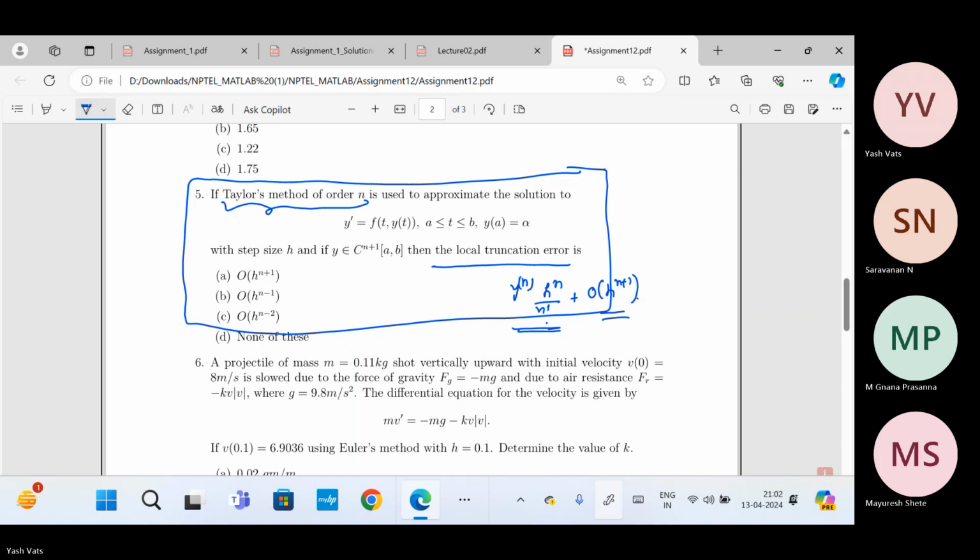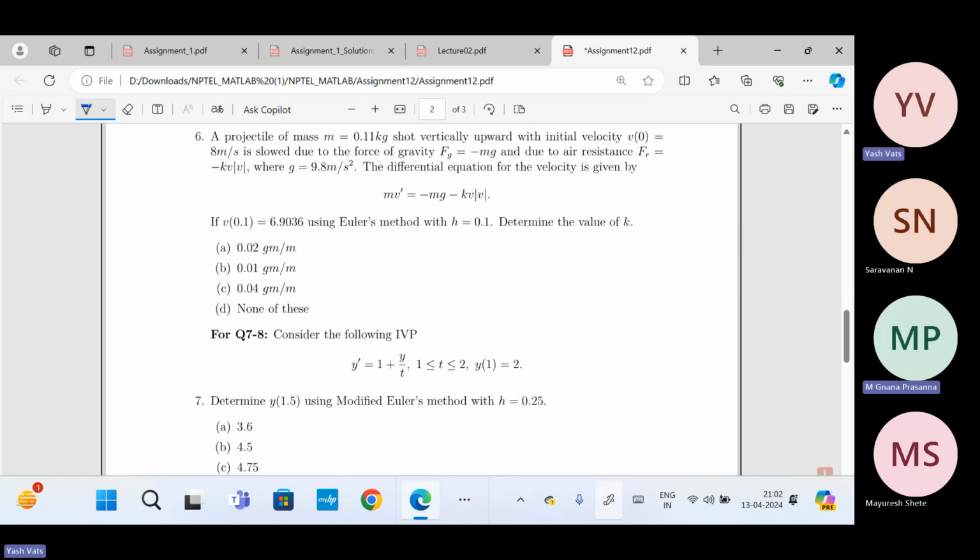Then, for the solution, the step size is h, and the local truncation error follows. Okay, so this can be done using the Euler method.